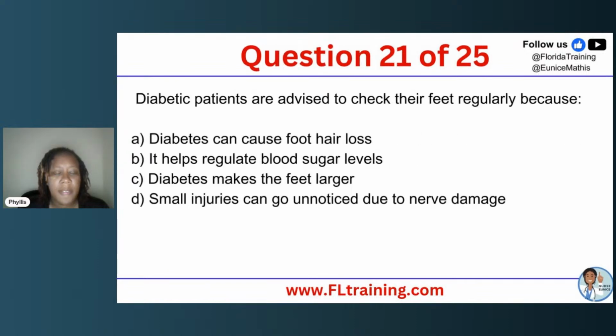Diabetic patients are advised to check their feet regularly because A, diabetes can cause foot hair loss. B, it helps regulate blood sugar levels. C, diabetes makes the foot larger. D, small injuries can go unnoticed due to nerve damage. Which do you think it is? A, B, C, or D?